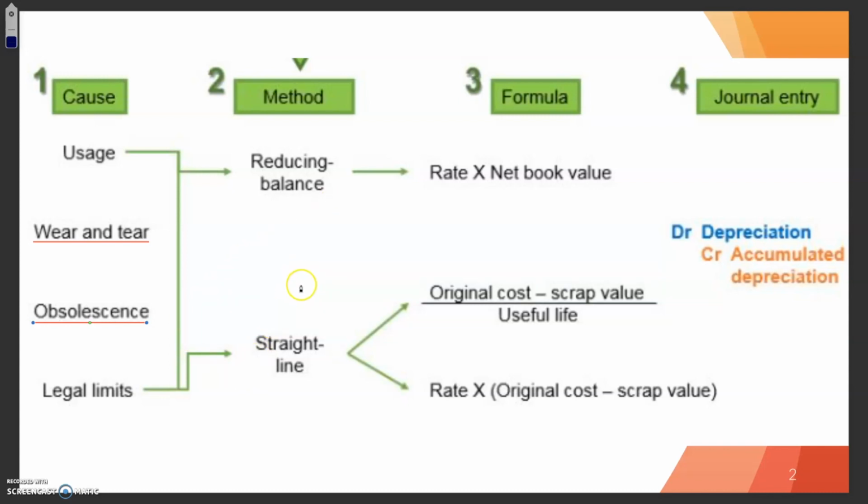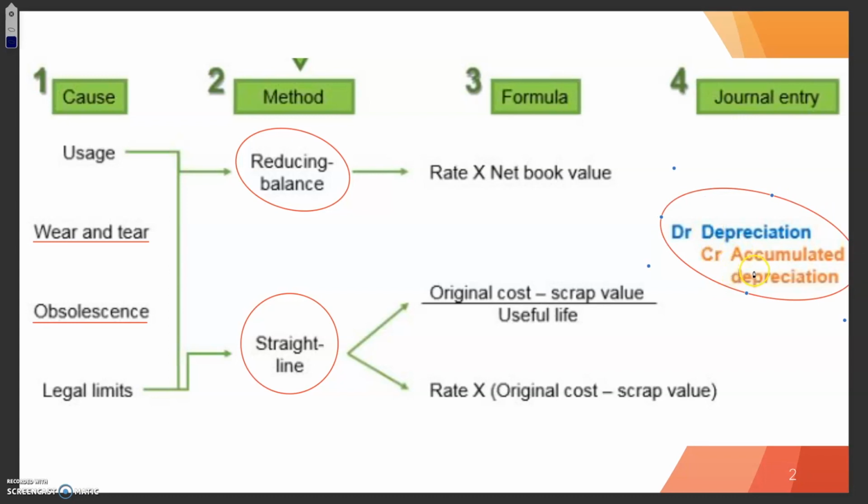There are two ways to calculate it. The first way is the straight line method, where the amount is the same for every year. The second method is the reducing balance method, where the amount is a decreasing amount across the years. After we get the amount, we will post a double entry where we debit depreciation expense and credit accumulated depreciation.